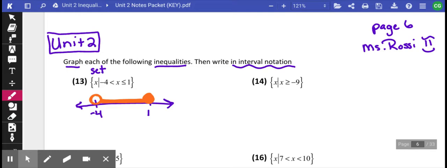Now, to write this in interval notation, I'm going to use a parenthesis starting at -4. And I'm going to continue to 1, and I'm going to use a closed bracket to show that that is closed.